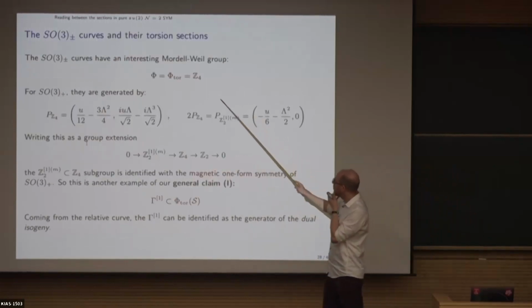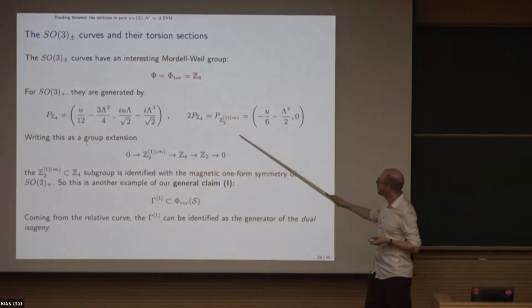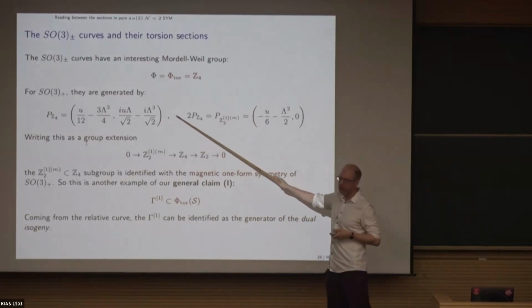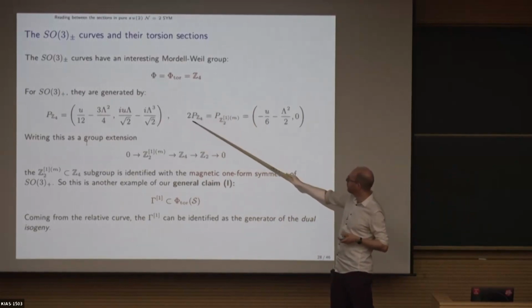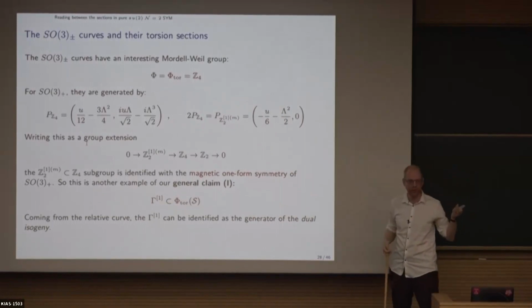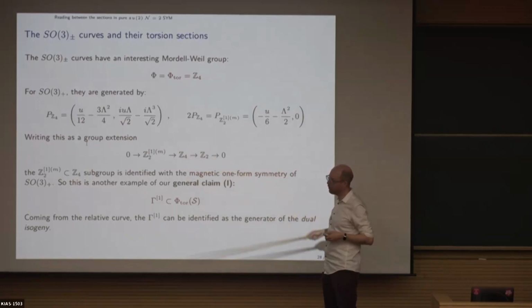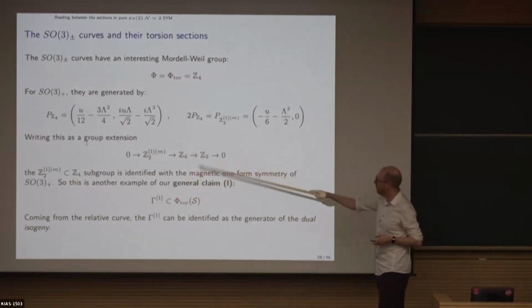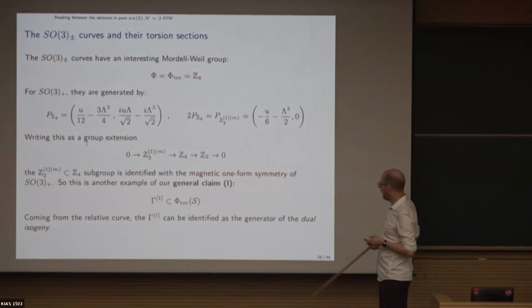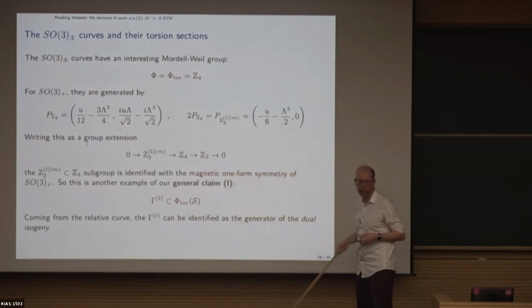Now, interestingly, the Mordell-Weil curve has a Mordell-Weil group, which is just a Z4, which is generated by this more complicated section. In particular, there is a Z2 subgroup, which is this one here, which will be the one that we identify with the magnetic one-form symmetry. But there is really an extension of this into a Z4, an extension of this by the one-form symmetry. So this is again a non-trivial example of our general claim. The one-form symmetry here is only a subgroup of the Mordell-Weil torsion.